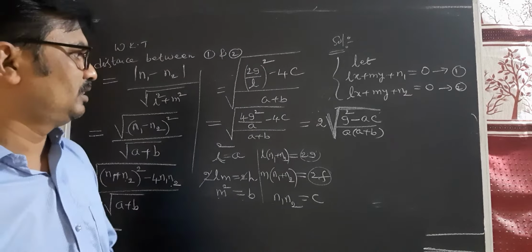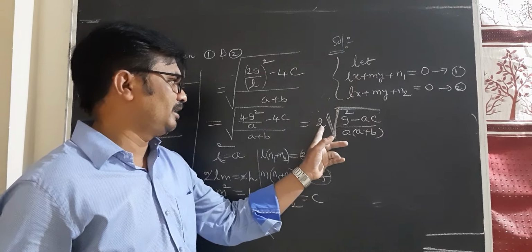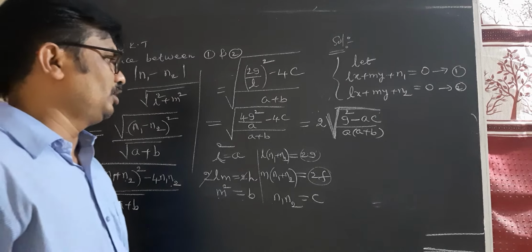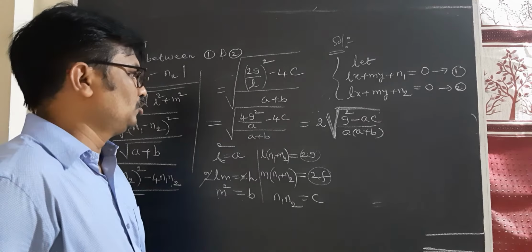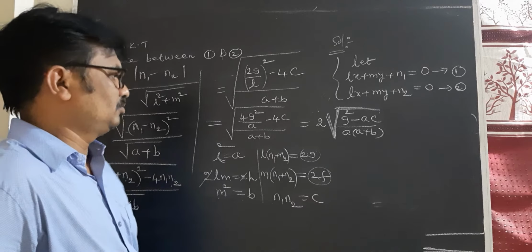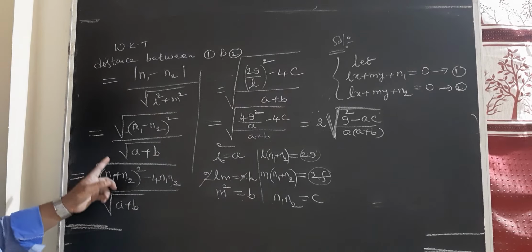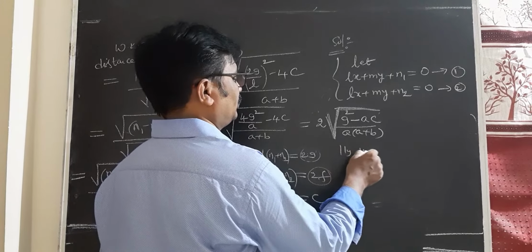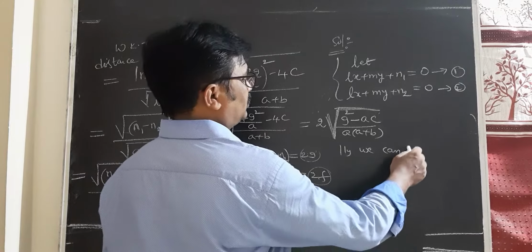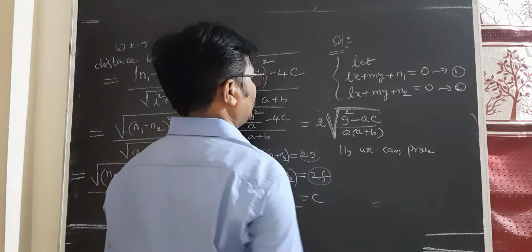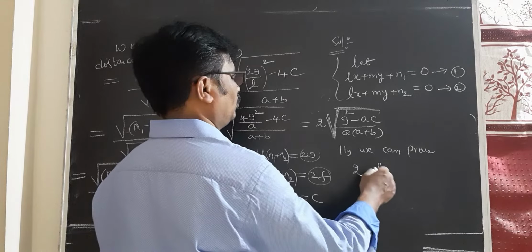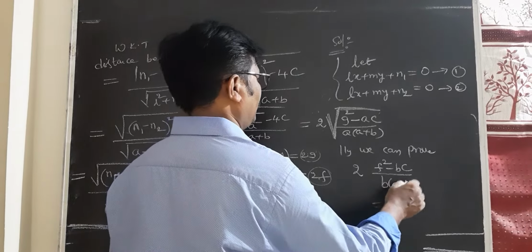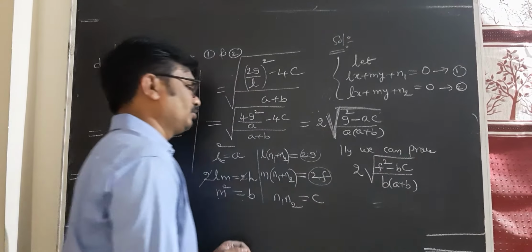So the distance between the parallel lines is 2 into root of (g square minus ac) by a into (a plus b), or 2 into root of (f square minus bc) by b into (a plus b). Similarly, we can find the other one, that is 2 into root of (f square minus bc) by b into (a plus b). Students, how do we get this one?